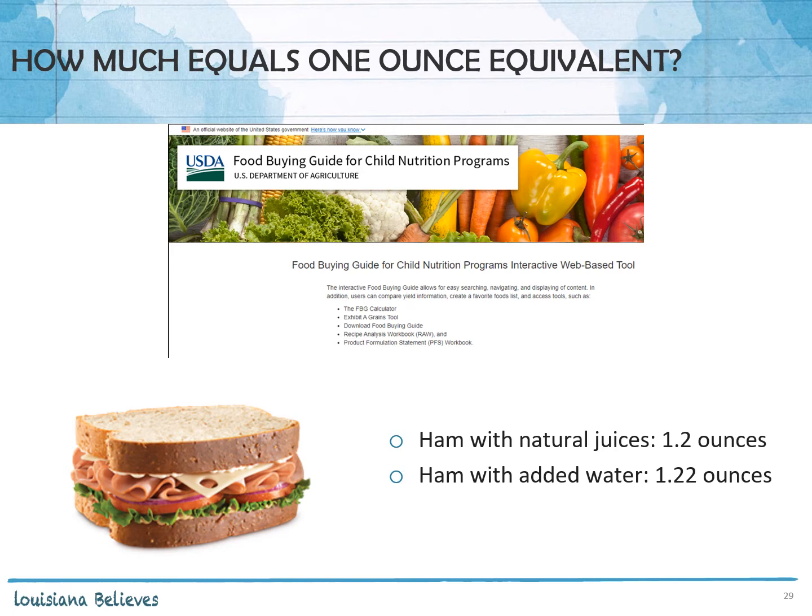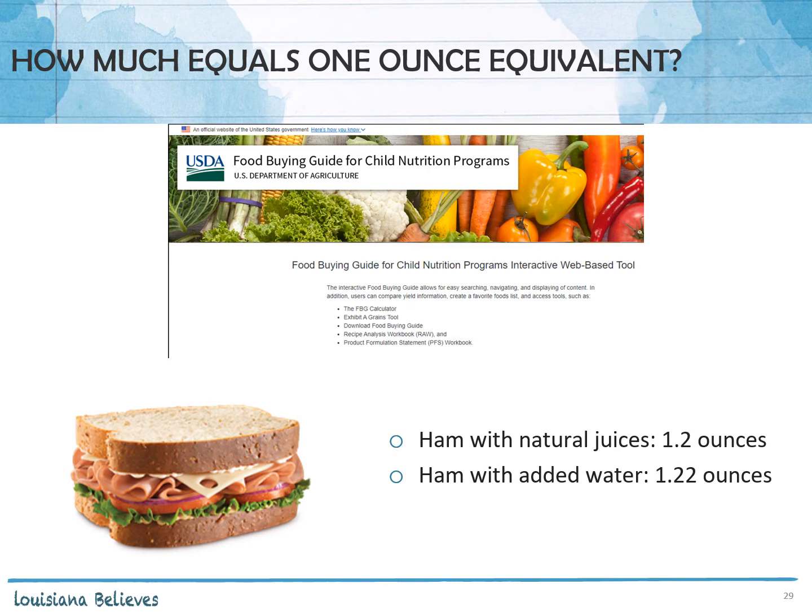Let's look at some examples of serving sizes for meats with added ingredients based on the Food Buying Guide. How do you know how much ham with natural juice provides 1 ounce equivalent of meat? The Food Buying Guide indicates that you must serve 1.2 ounces of ham with natural juice to provide 1 ounce equivalent of cooked lean meat. How do you know how much ham with added water provides 1 ounce equivalent of meat? The Food Buying Guide indicates that you must serve 1.22 ounces of ham with added water to provide 1 ounce equivalent of cooked lean meat.